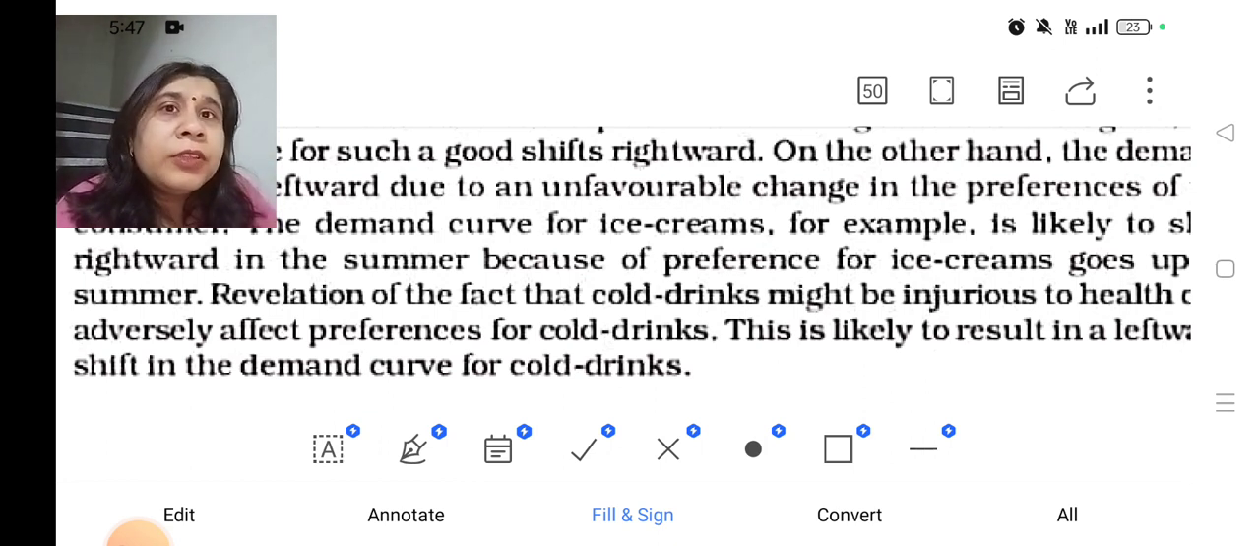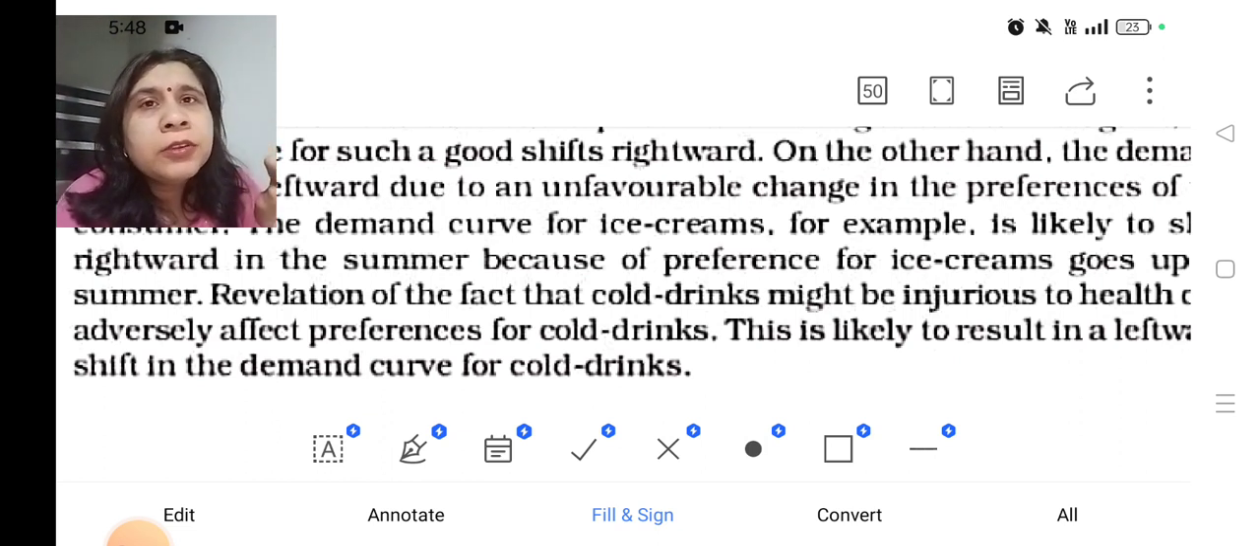So even if they are likely to demand more of the cold drinks in summers, still because of the awareness of the consumer that cold drink is injurious to health, this will affect the demand for cold drinks leftward. So this is likely to shift the demand curve leftward, even if the price of the commodity remains the same. So this is what I am explaining to you.